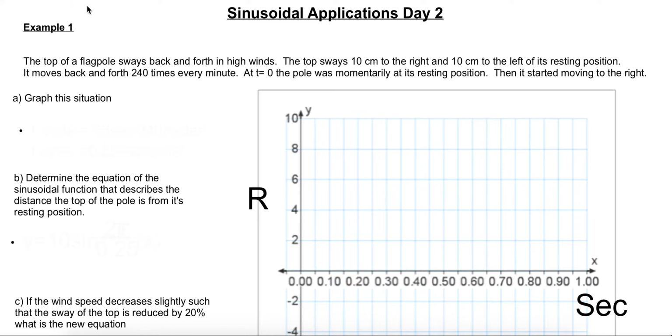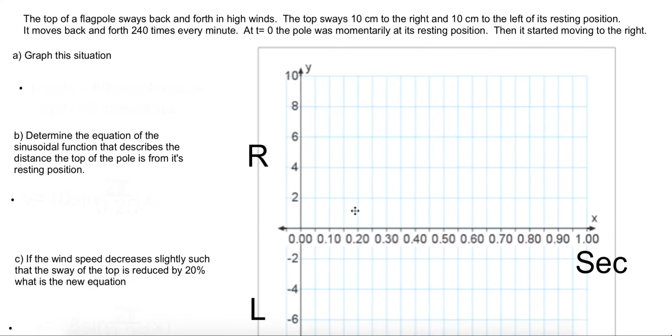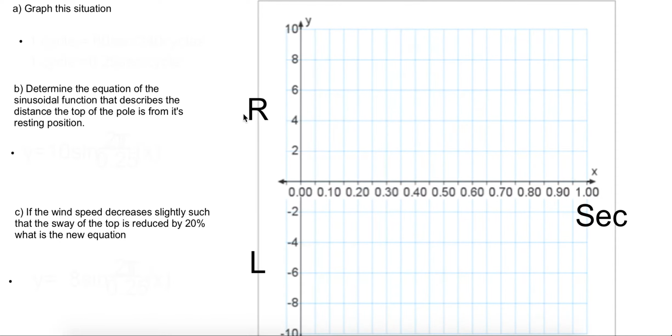So the first question says the top of a flagpole sways back and forth in high winds. The top sways 10 centimeters to the right, 10 centimeters to the left from resting position, 240 times every minute. At time 0, we're at the resting point, which would be right here, and then it starts moving to the right. So right away on my graph, I've established right and left, and I've said that my time is in seconds.